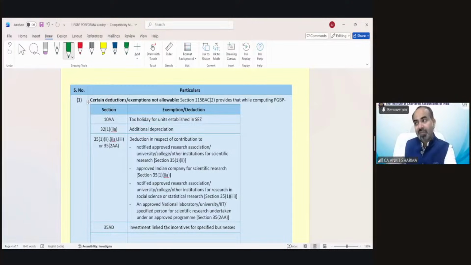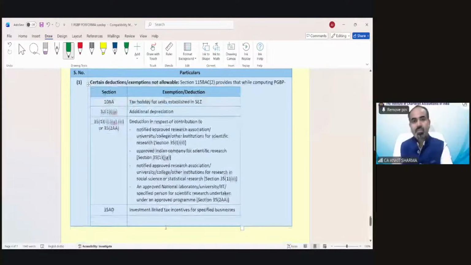So at the time when you start solving any question, you would automatically recall that these deductions would not be allowed if I'm solving under default tax regime, or would be allowed if I'm solving under optional tax regime. Such provisions have been given in the study material in each chapter separately. So please combine them, make a note, and stick it on the first page of your chapter. Like deduction 10AA not allowed, 32(1)(iia) not allowed, deduction in respect of contribution for scientific research not allowed.